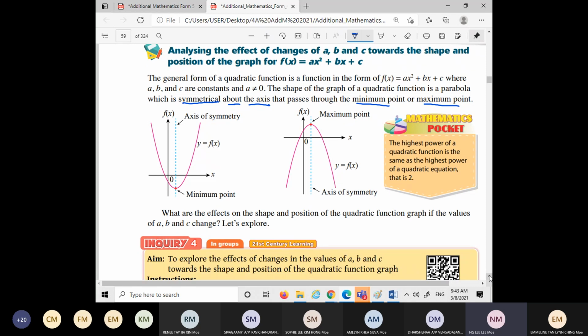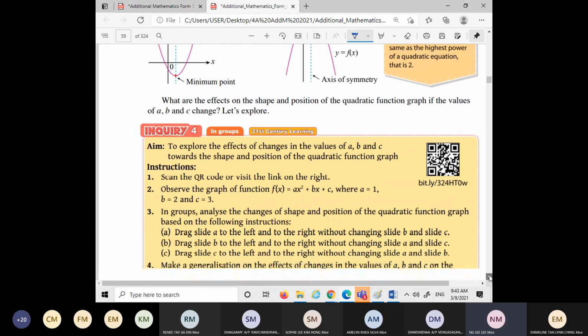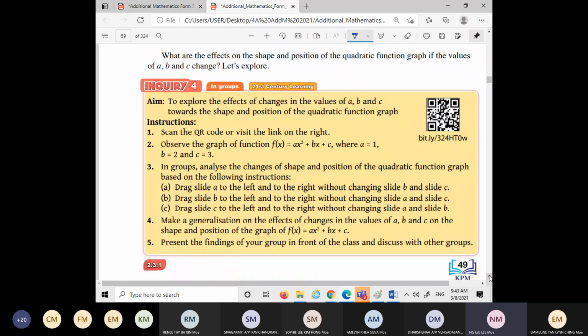Okay, what are the effects on the shape and the position of the quadratic function graph if the values of a, b, and c change? Okay, let us see. I want to go to this website.